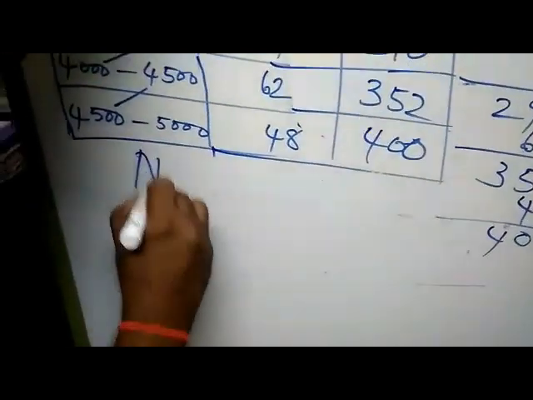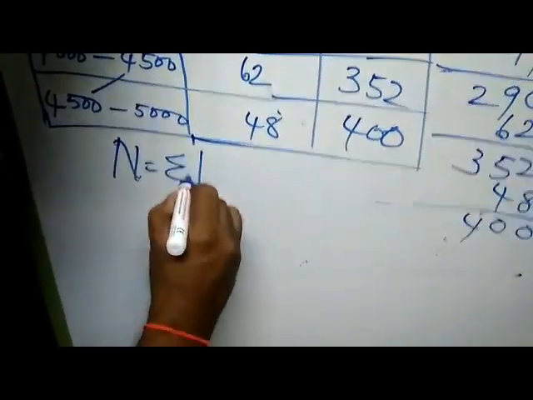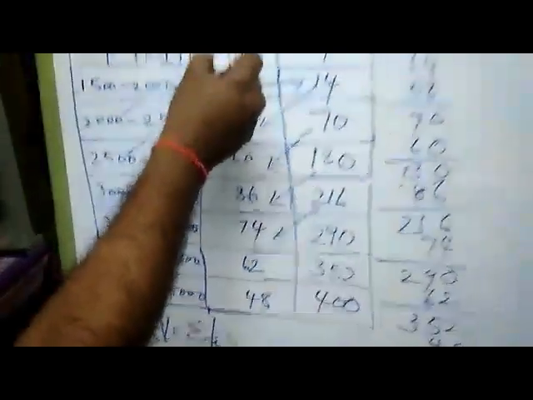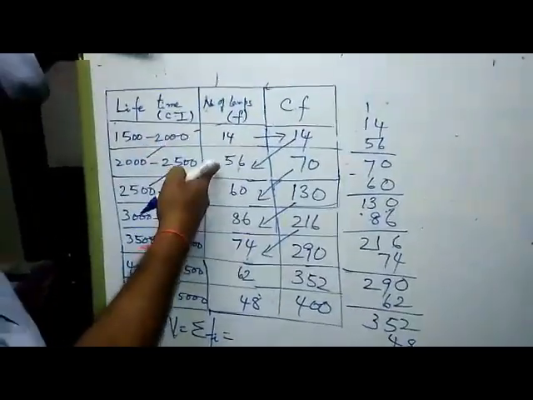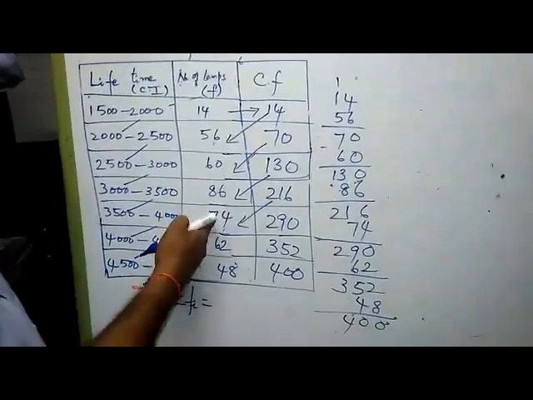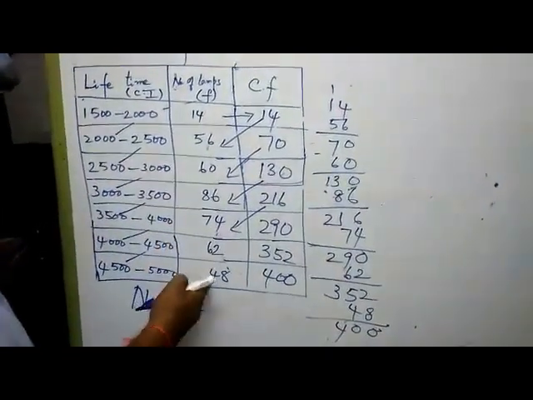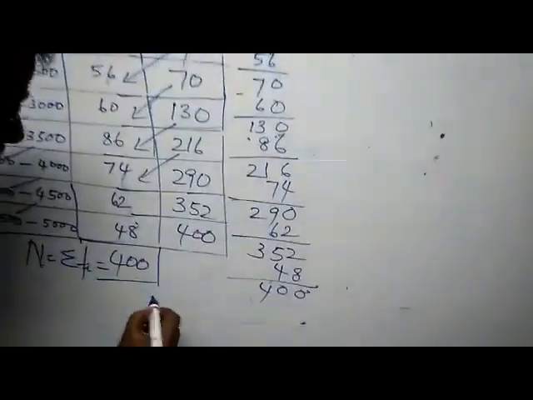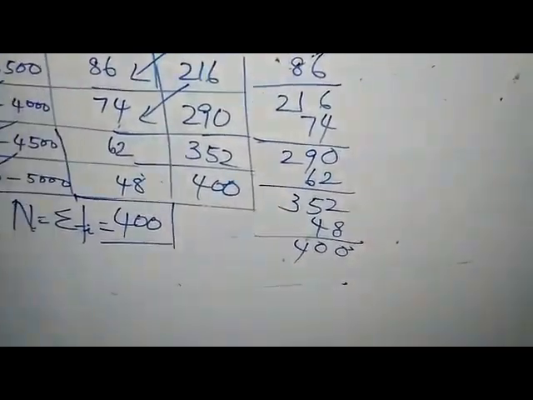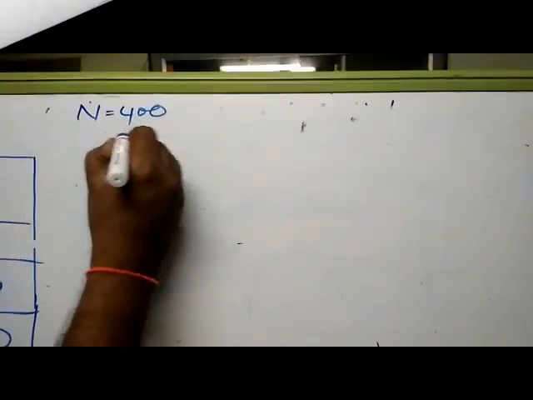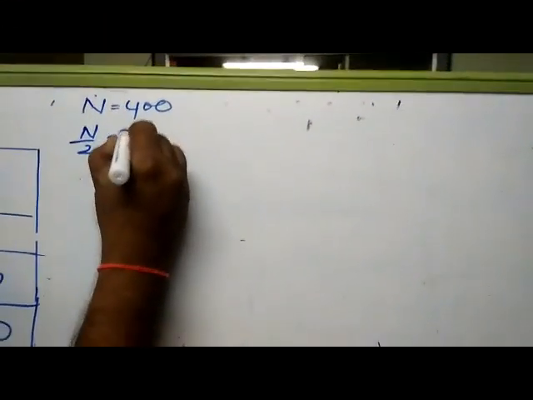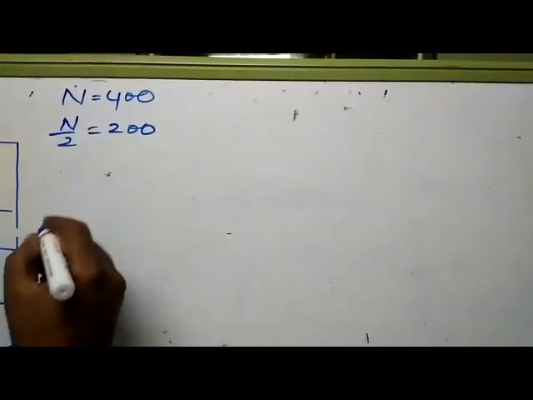Here n is equal to sigma fi. If you add all the frequencies, 14 plus 56 plus 60 plus 86 plus 74 plus 62 plus 48, definitely you'll get 400. That is nothing but n. N is equal to 400. N by 2 is equal to 200.